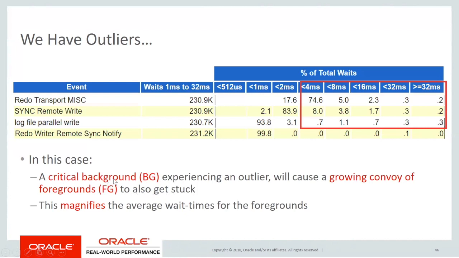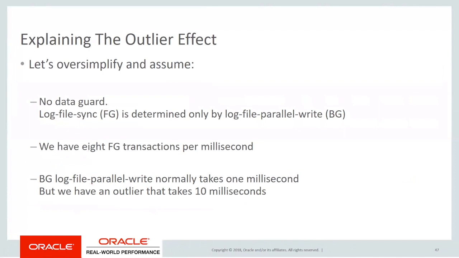And when these outliers cause a growing number of foregrounds to also get stuck, that starts magnifying the average wait times of the foregrounds. And I have a visual in a minute that I want to show you to explain exactly how this works. But let's first make this a more simple case so that I can have a simple visual. Let's oversimplify and assume we don't have Data Guard.